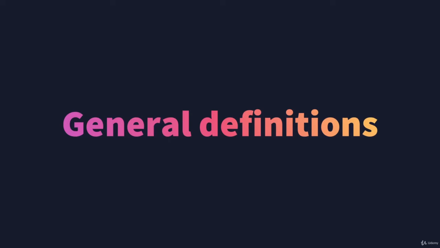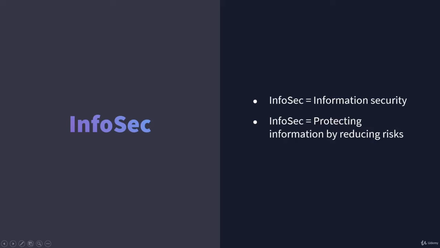Welcome to the general definition section. In this section we will go over some of the most common terms used in cybersecurity. So let's dive in. First off, we have infosec, or information security. Infosec is the practice of protecting information. This usually involves protecting or at least reducing the risk of unauthorized access, disclosure, modification, corruption, or deletion of information.